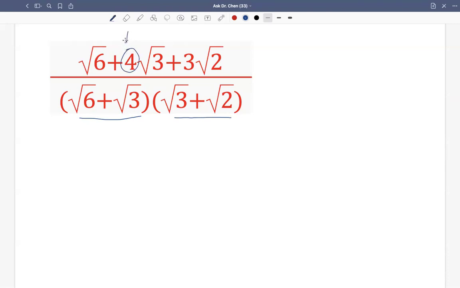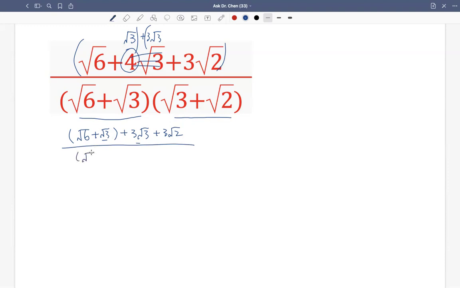We want to split the 4 radical 3 to be 1 plus 3 radical 3. In this case, we have this as square root 6 plus square root 3. And then we do this one with this one. So basically we split 4 radical 3 to be 1 radical 3 plus 3 radical 3. So let me just rewrite it. So square root 6 plus square root 3, we're treating this as one group. Then plus 3 radical 3 plus 3 radical 2. Right, this one as this one, still we have 4 radical 3.